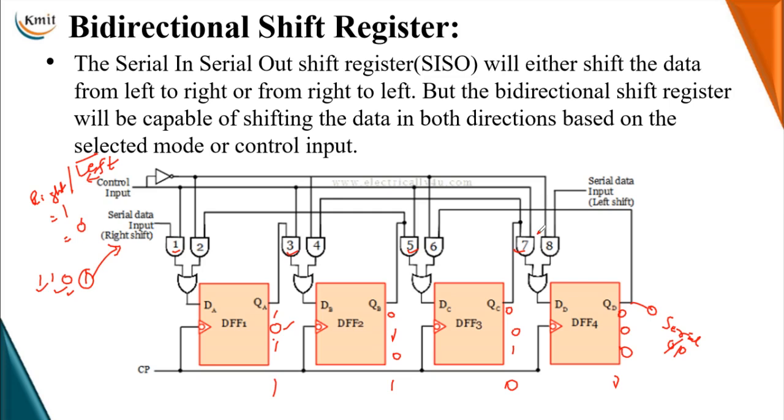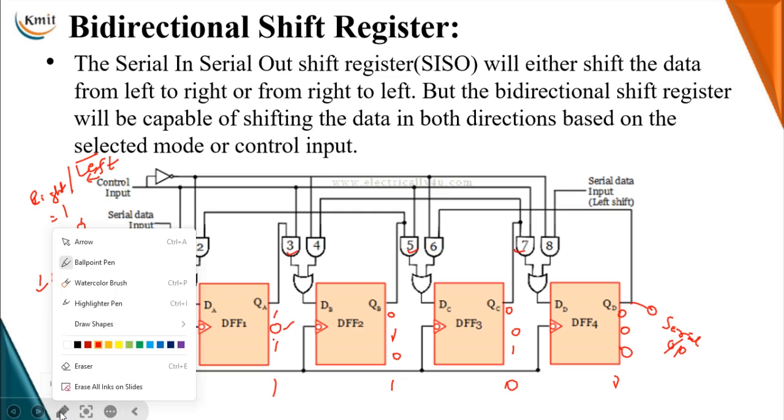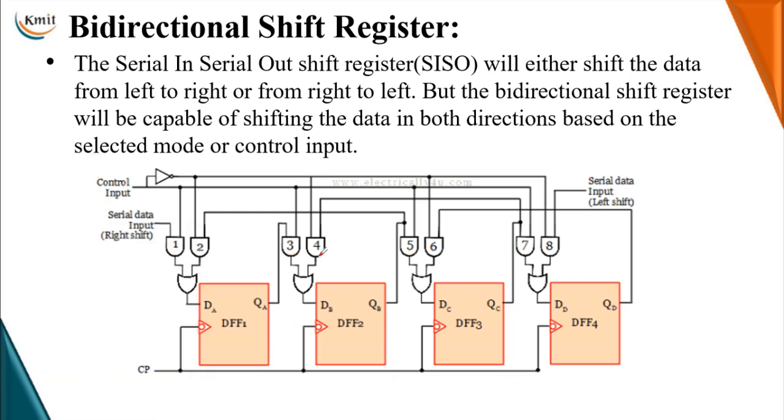So serially, in the same manner, when I want to shift the data in the leftward direction, I need to enter the data on your extreme right end flip-flop. So hence we are going to transfer. Now the control input is loaded with 0. So when control input is 0, 0 bar becomes logic 1. So this first line will be activated, which is your left bar.